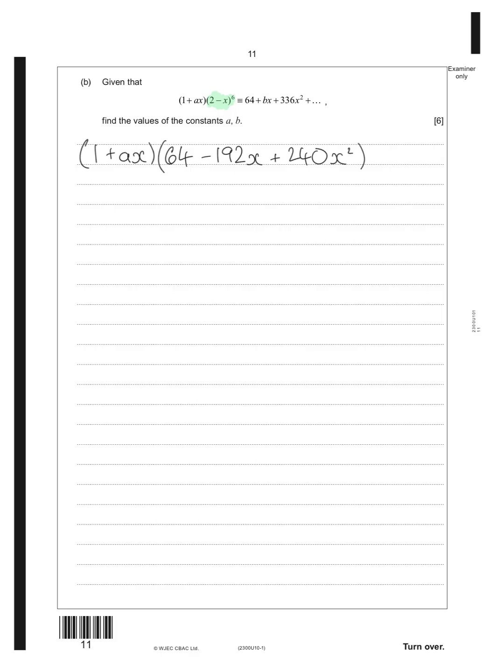Okay, and then if we look, and I'm hopeful, I should have enough colours for this. This 64 here is going to come from this 1 multiplied by this 64. Now that's not particularly helpful to us, so I'm not going to waste a colour of highlighting on that. Let's think instead, where is this bx going to come from? Well, where do x terms come from? Well, they come from this one multiplied by this one, and then they also come from this one multiplied by this one.